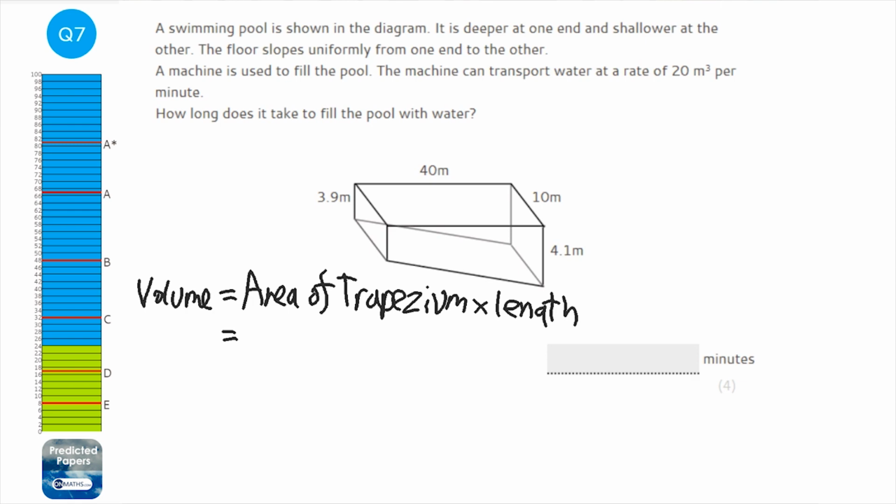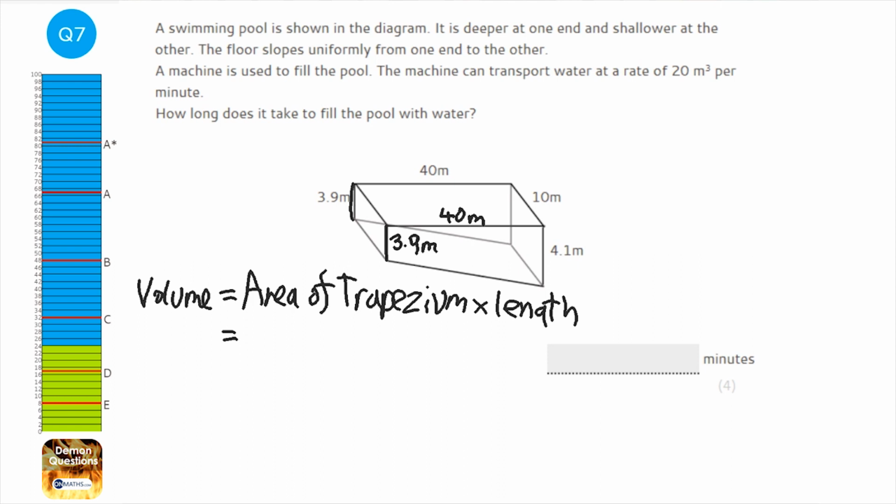Now the first thing to realise is that 3.9 meters is also the height of this bit as well as this bit. So we've got a trapezium that is 40 meters across, and the two bases are 3.9 and 4.1.